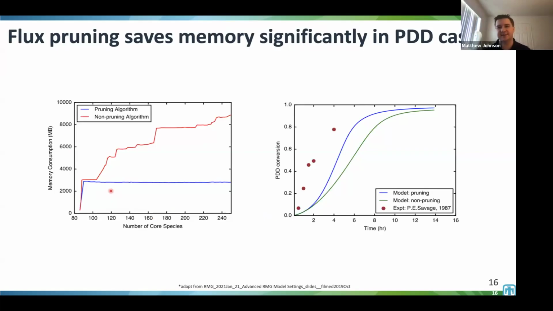And as you can see here, this makes a really significant difference in these RMG runs. As you can see here, we've essentially capped our memory. And as a result, we're able to run out much farther since we don't crash, and we're able to build a model that is closer to the experiment here.